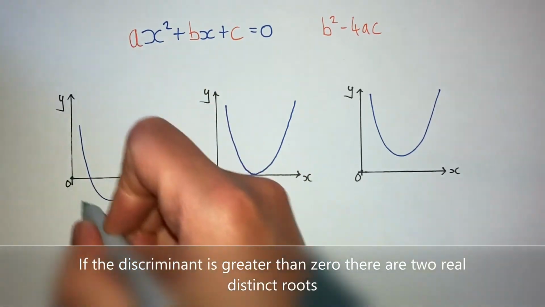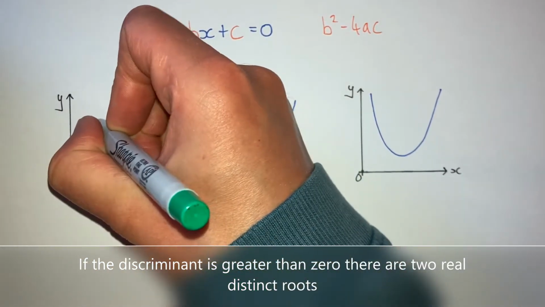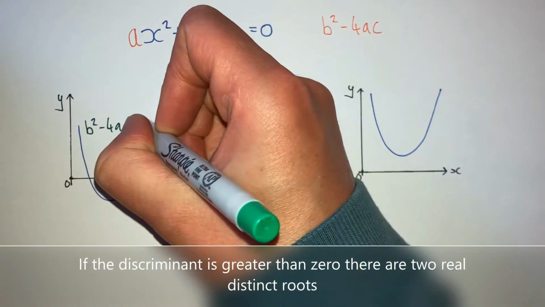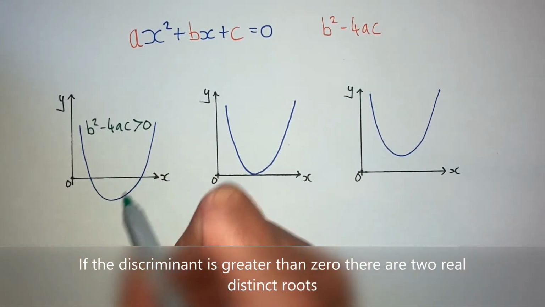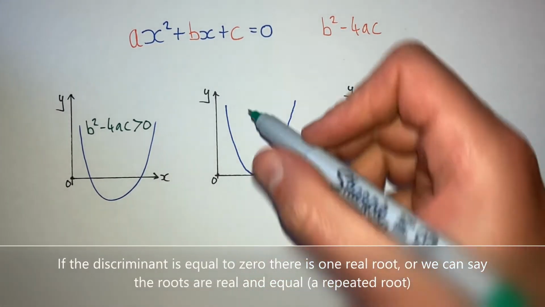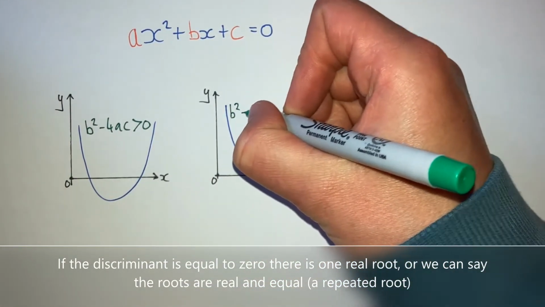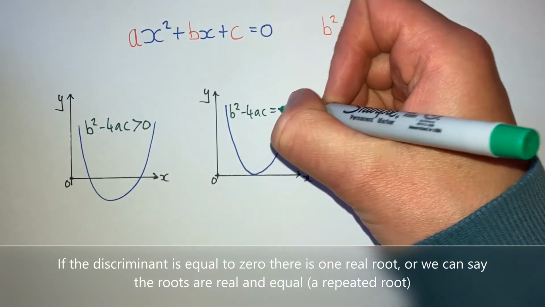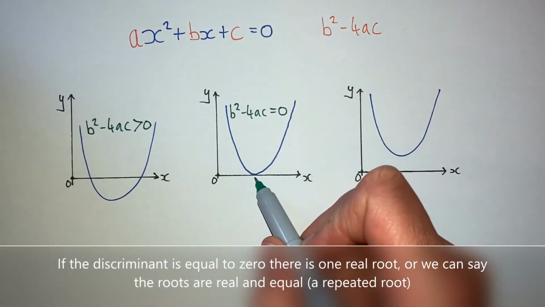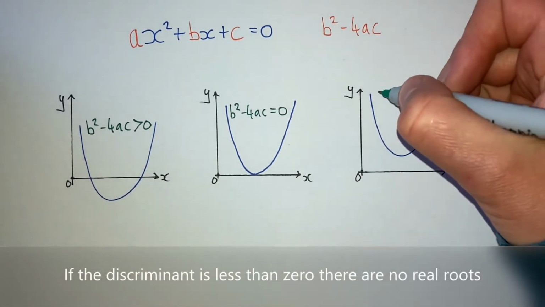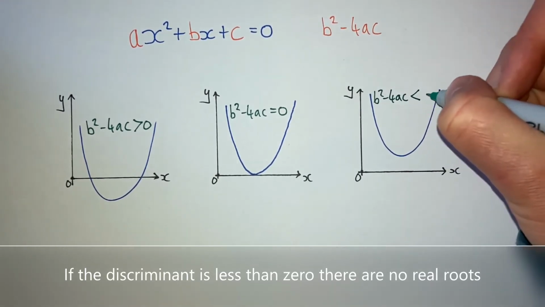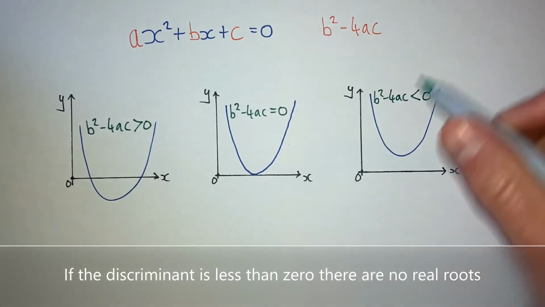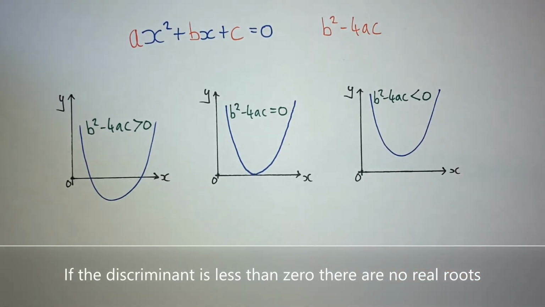In the first scenario here, we expect b squared minus 4ac to be greater than 0 because there are 2 distinct roots. Here, we expect the discriminant b squared minus 4ac to equal 0 because there's only one root, one point of contact. And here we expect b squared minus 4ac, the discriminant, to be less than 0. That is, that it does not intersect the x-axis at all.